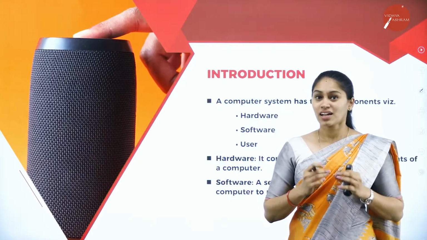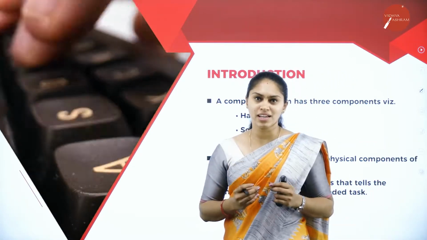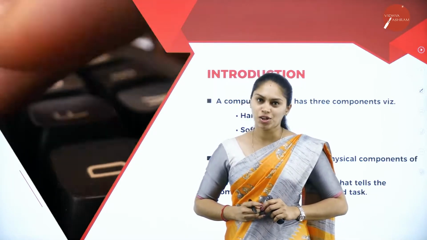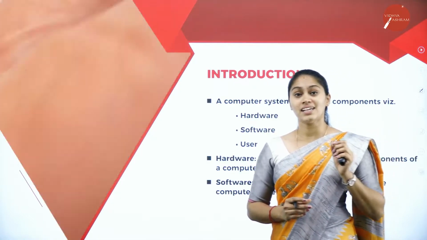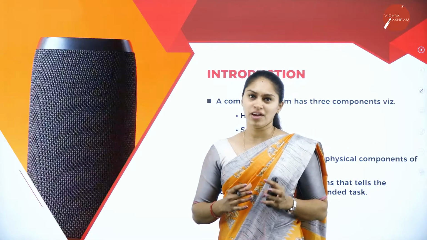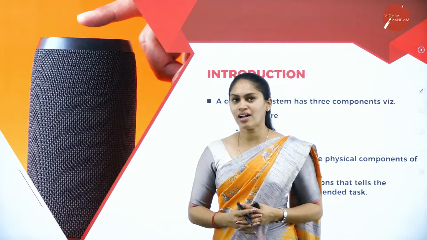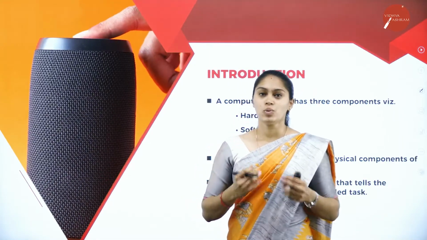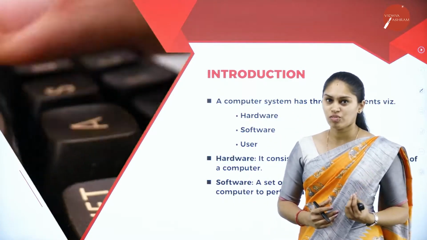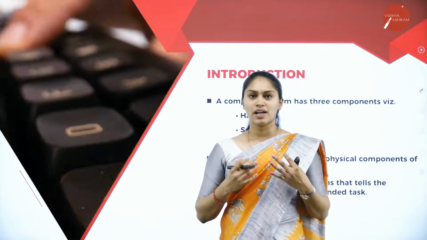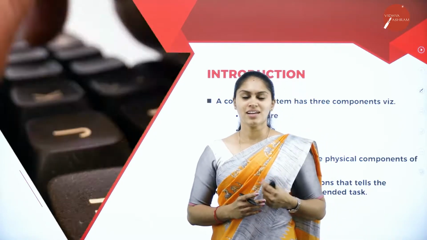So a computer comprises hardware, software, and in order to make use of that, we must have a user, right? Hardware is an electronic component of a computer that we can touch and feel, that can be seen with our naked eyes. That is what we call hardware. Hardware includes the keyboard, motherboard, mouse, scanner. Those are all hardware components of a computer.